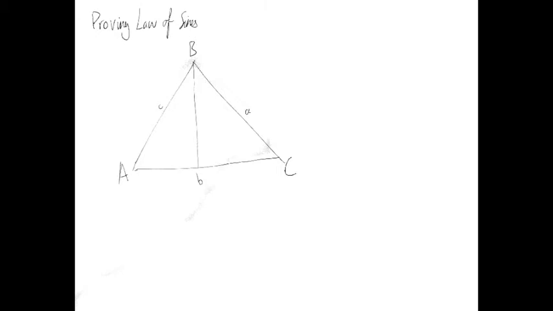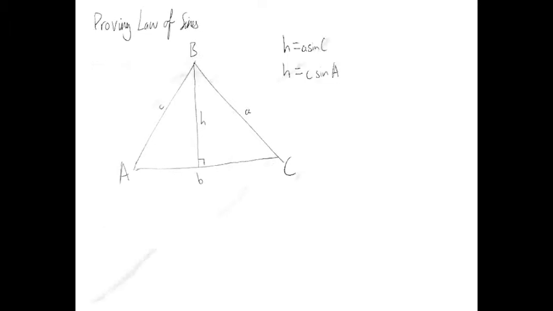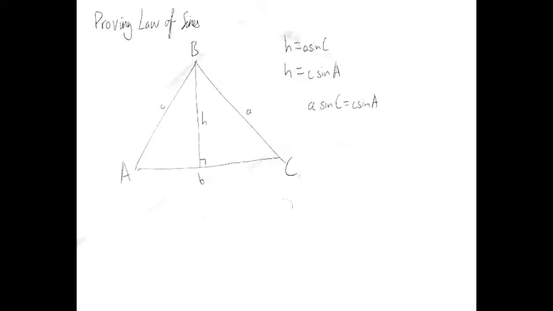To prove the law of sines, we first label our triangle. Then we draw an altitude from any angle. Using the sines of the angles, we know that h is equal to side A times sine angle C, and that h also equals side C times sine angle A. Since both these equations equal h, we set them equal to each other.